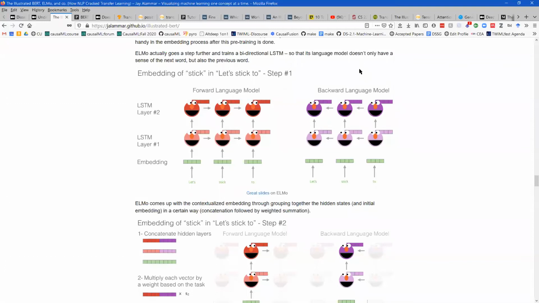Okay. So instead of feeding it, let's stick to, you would feed it to stick let's and then figure out. Yeah, okay. So it's just backwards, completely backwards.